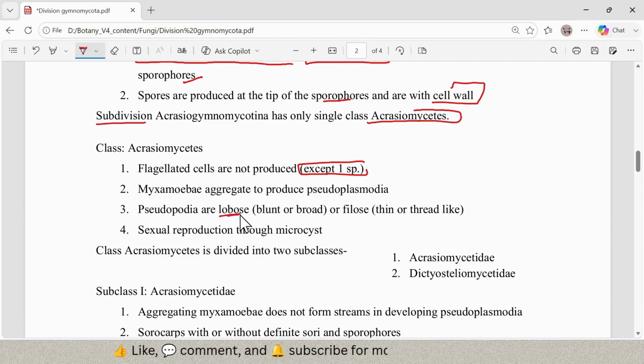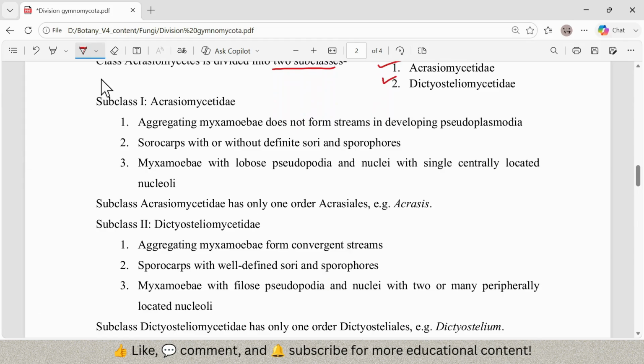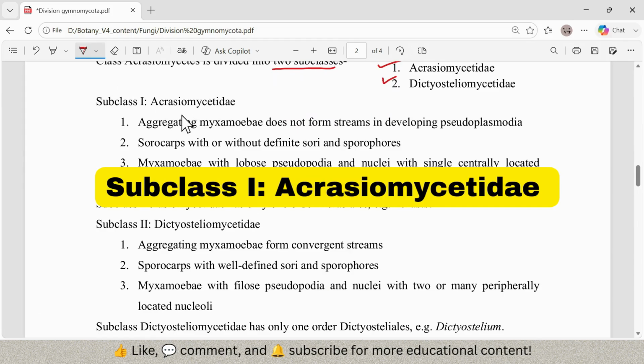Pseudoplasmodia are lobose, that means blunt or broad, or they are phyllos, that means they are thin or thread-like. Sexual reproduction occurs through microcyst. Now, class Acrasiomycetes is divided into two subclasses, Acrasiomycetidae and Dictyosteliomycetidae. Subclass 1, Acrasiomycetidae, what are the characteristics given?